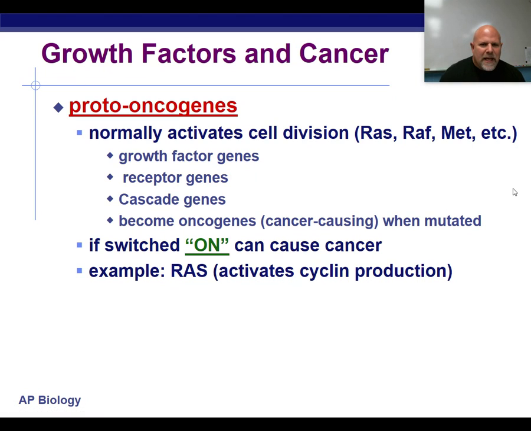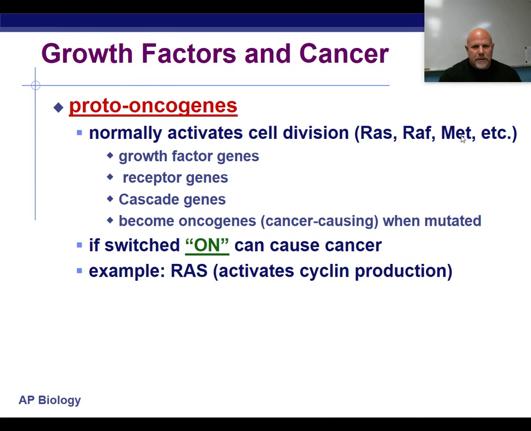Welcome to AP Biology. Today's presentation is going to be on cancer. So there's two types of genes involved in cancer. One of them is a proto-oncogene, and the other one's called a tumor suppressor gene. So there's lots of proto-oncogenes. The ones we talked about in the previous video were RAS, RAF, MAC, ERK. There was a bunch of them.